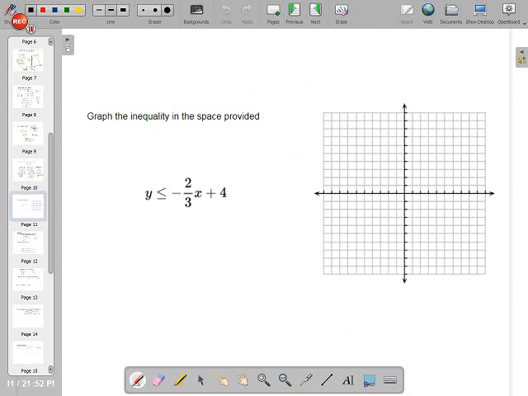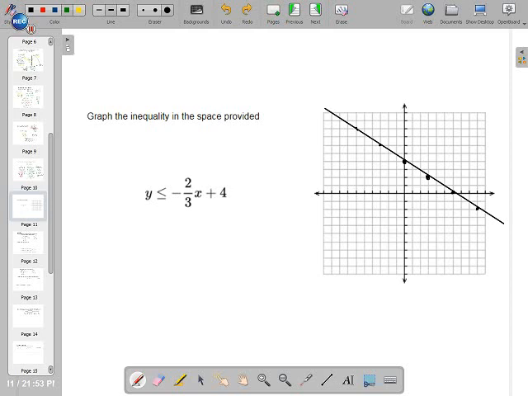To graph an inequality, we're going to treat this like a line. I'm going to start at the y-intercept, 1, 2, 3, 4, and I'm going to count the slope, down 2 over 3, down 2 over 3, and up to the left, and I've got a line, which is a solid line because it's a less than or equal to. If it was just a less than, I would use a dashed line.